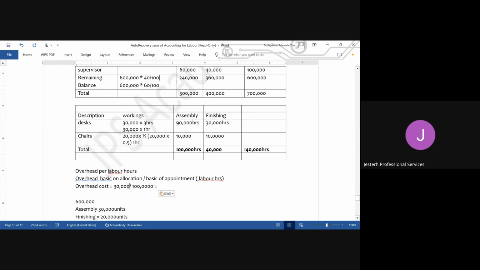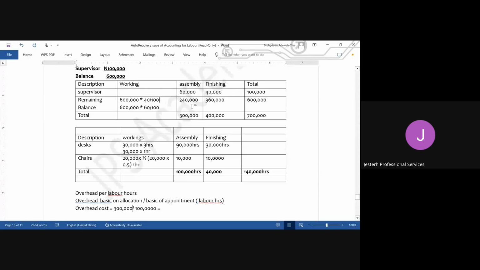Okay, this is what we are going to do. Remember what we are doing now. We are apportioning this overhead. We are apportioning this overhead now using this labor hour. Are you getting me now? So we are apportioning this overhead based on the labor hours. Please just get it. Yeah, I got it. Okay. Thank you, sir. Very much.